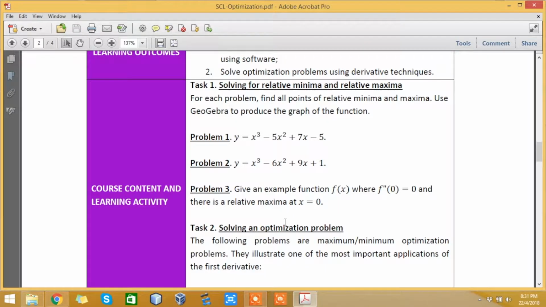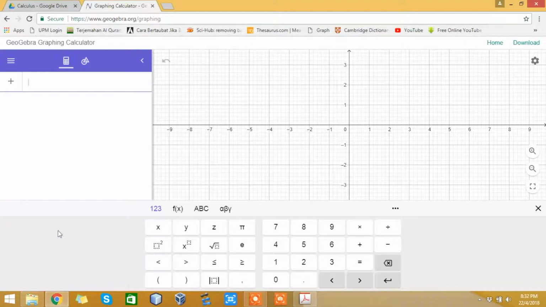Okay, next for this task, solving for the relative minima and relative maxima. For each problem, we have to find all the points of relative minima and maxima. Furthermore, we have to use GeoGebra to produce the graph of the function. So problem 1 is y equal to x cubed minus 5x squared plus 7x minus 5. So we use GeoGebra to produce the graph.